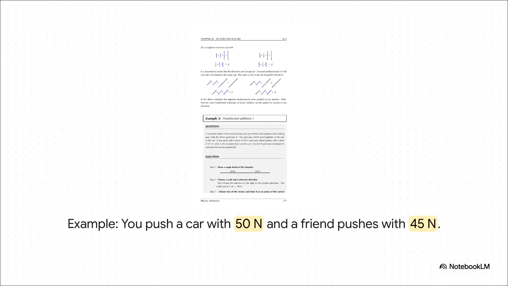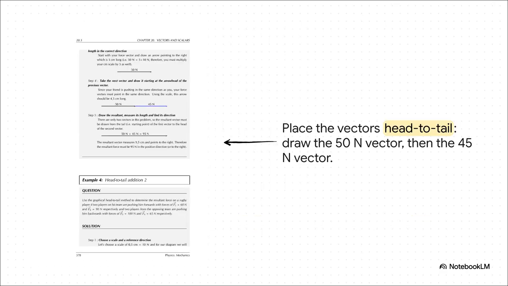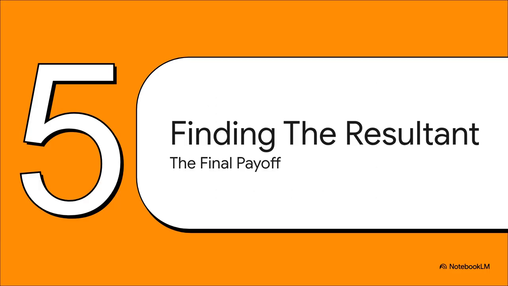Let's make this real. Picture this. Your car breaks down. You get out and start pushing it with a force of 50 newtons. Then your friend comes along to help, and they push with a force of 45 newtons in the exact same direction. So what's the total force hitting that car? Okay, so let's follow our own rules. First, we draw an arrow for your 50-newton push. Then, starting right where that first arrow ends, at its head, we draw the second arrow for your friend's 45-newton push. Just like that, we've put them head to tail. So we've got our 2 arrows all lined up.